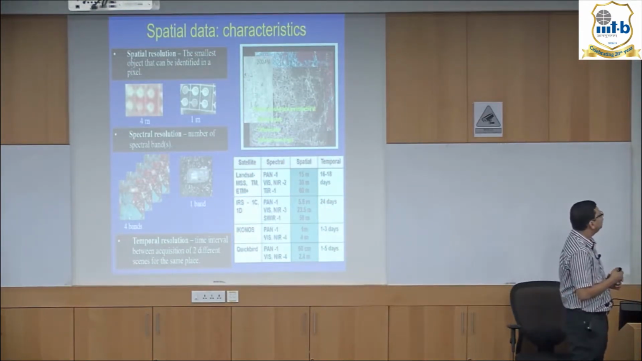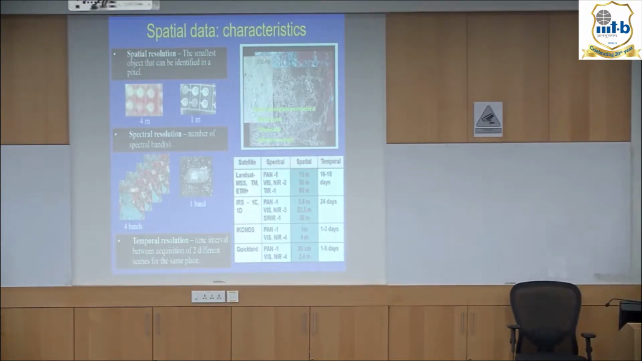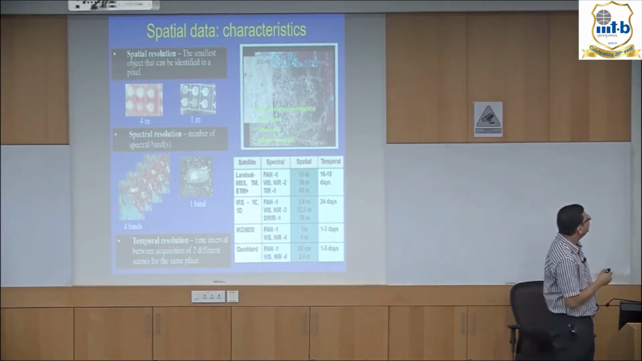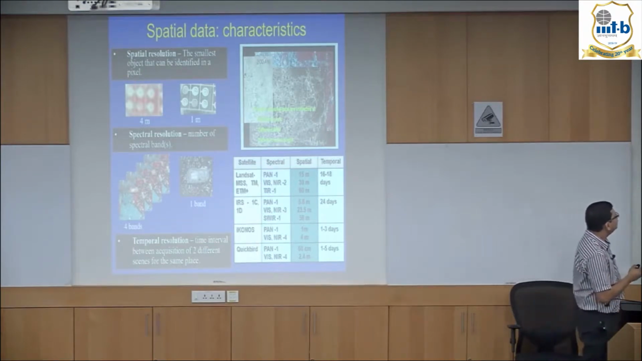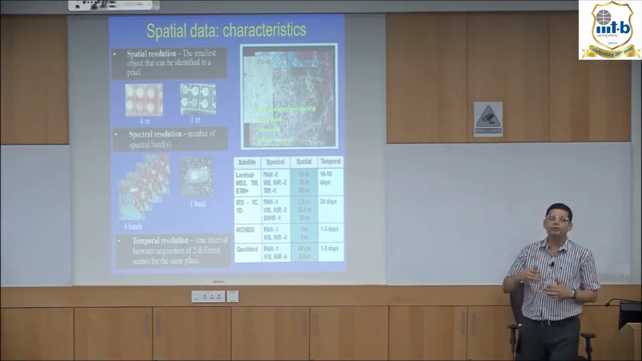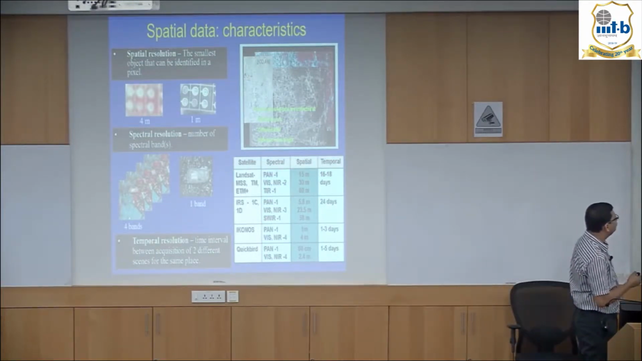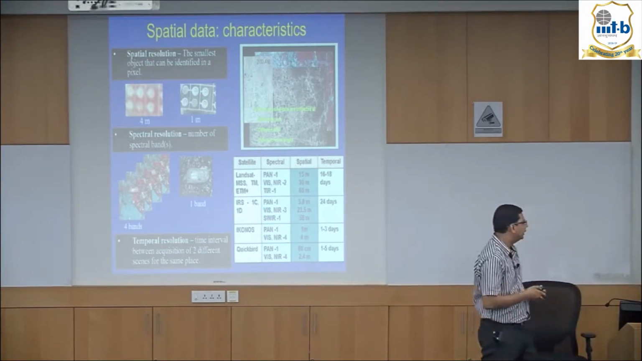So I'll come back to the resolution once more. We talked about spatial resolution. Spatial resolution is the smallest object that can be captured in the image. For example, here you can see two images with 1 meter and 4 meter resolution. Obviously, the 1 meter image is more clear compared to 4 meter resolution. Spectral resolution refers to the number of spectral bands in which the image is captured. Here, for example, you see 4 bands, here it is 1 band. These 4 bands will correspond to different wavelengths in the EM spectrum.